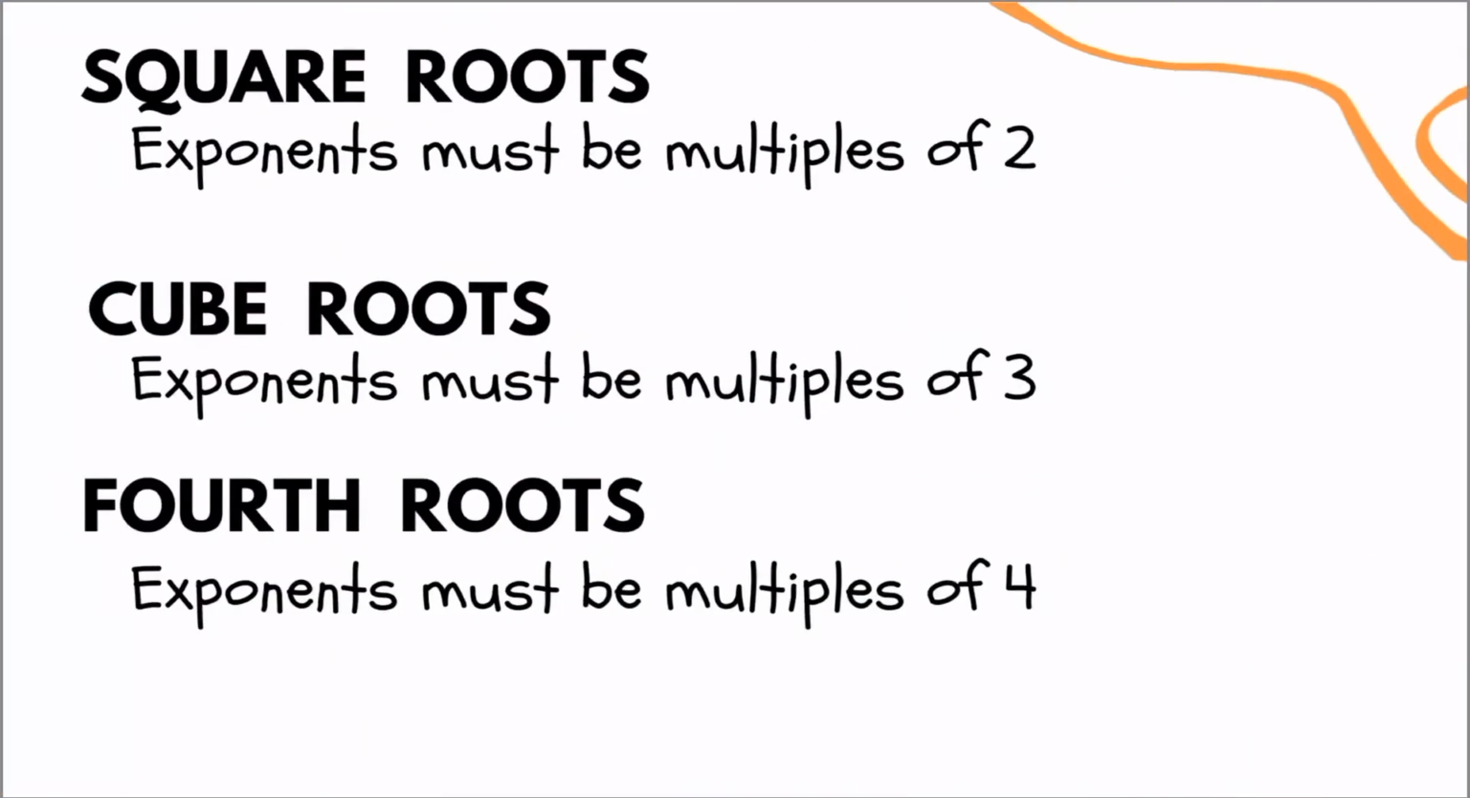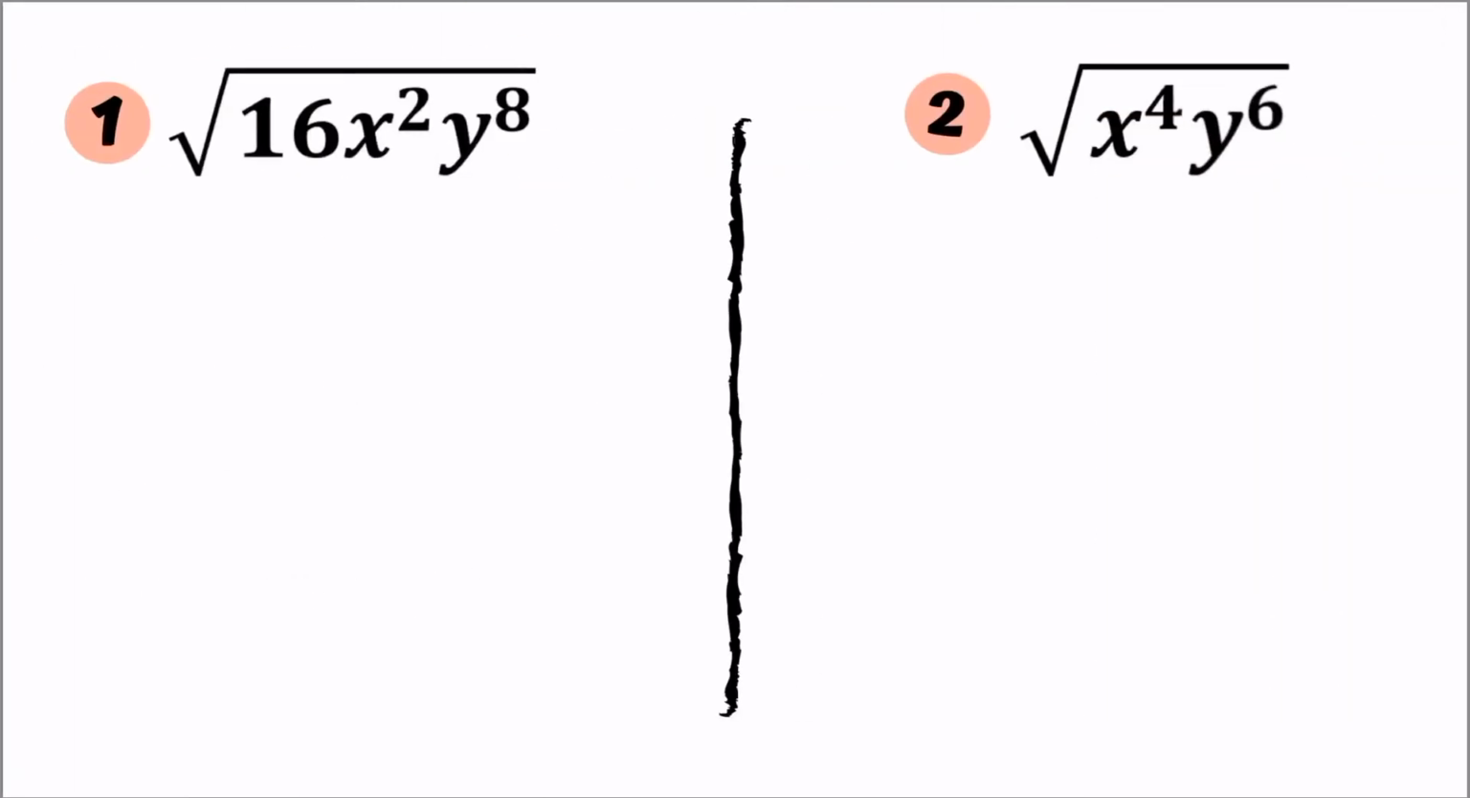One thing that you have to keep in mind before you can get down to simplifying radicals with variables is that you have to pay close attention to the exponents for the variables. If you're taking the square root, the exponents need to be multiples of 2. If you're taking the cube root, the exponents must be multiples of 3. And if you're taking the fourth root, the exponents must be multiples of 4. So let's take a look at some examples.